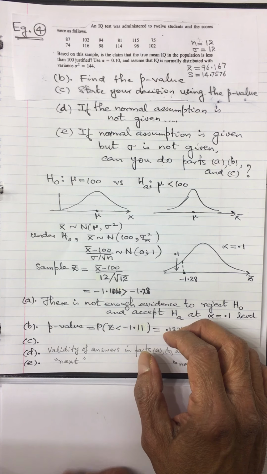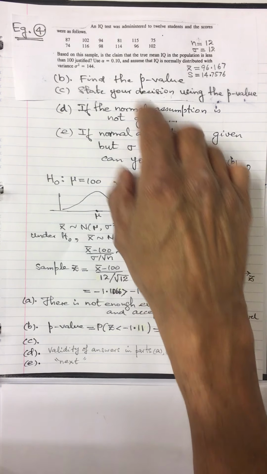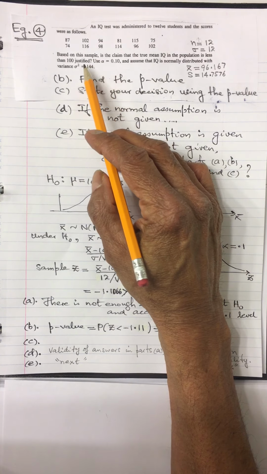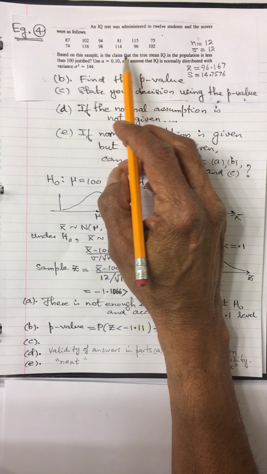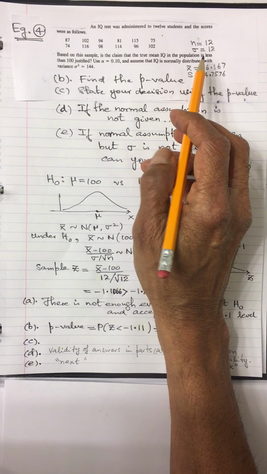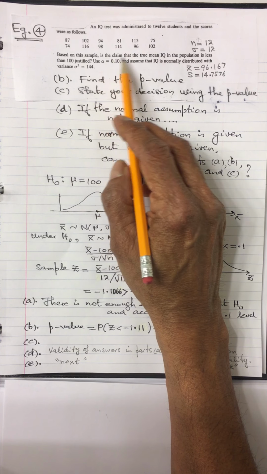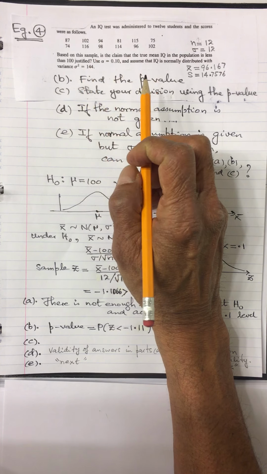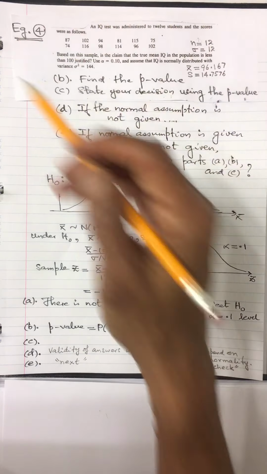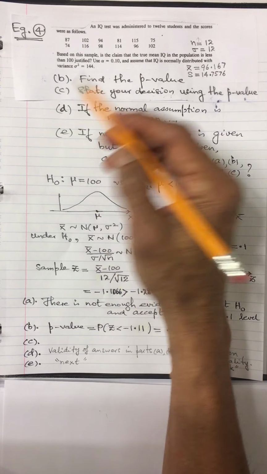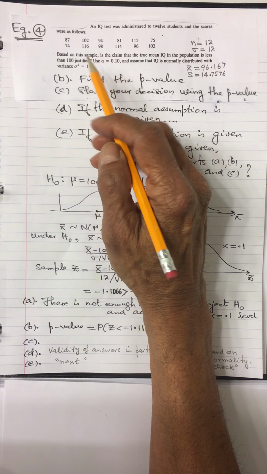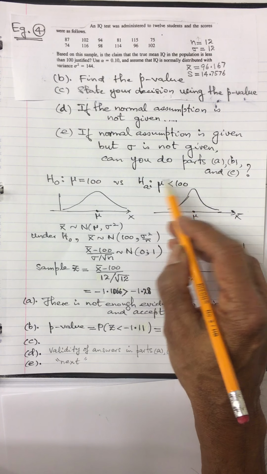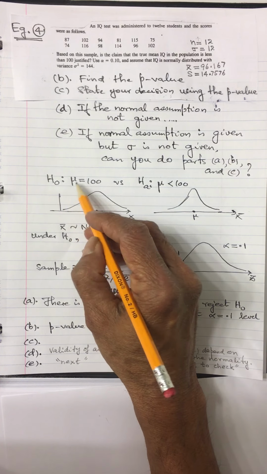Let us look at the last example before we get into the next section. In this example, you want to check whether the IQ of this population claim that the true mean IQ in the population is less than 100 is justified. You want to check whether the mean IQ level of the population this data is coming from is less than 100. So that's the alternative hypothesis, and the null hypothesis is mu equal 100.